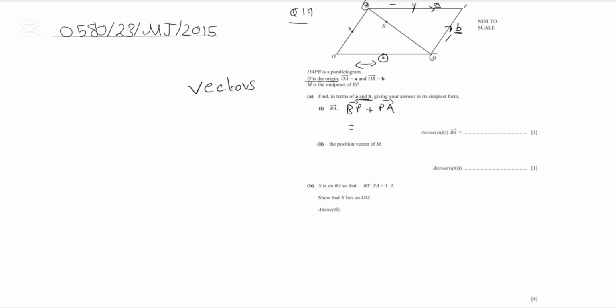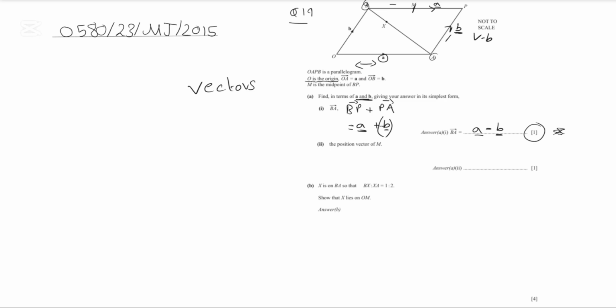So now we know B to P, which is A, plus P to A, which is B. But as we can see, we're going in the opposite direction, so the vector will become negative. So I will just write that in our brackets. So the answer can be written as A minus B, but you have to underline both A and B, or you will not receive even 1 mark. So you can also write it as minus B plus A, but the general term to write it as is A minus B. Part B: the position vector of OM.